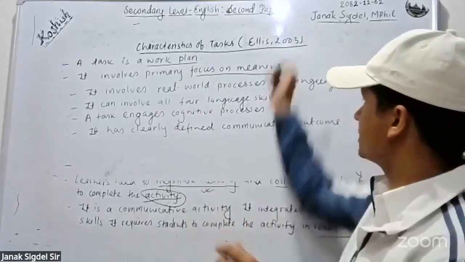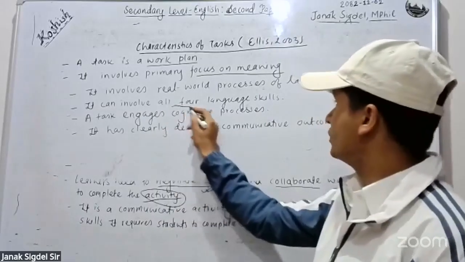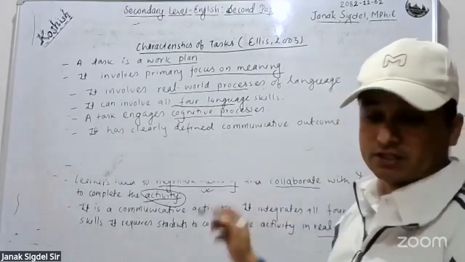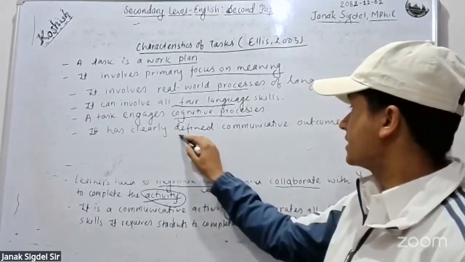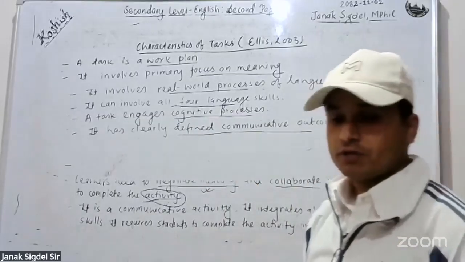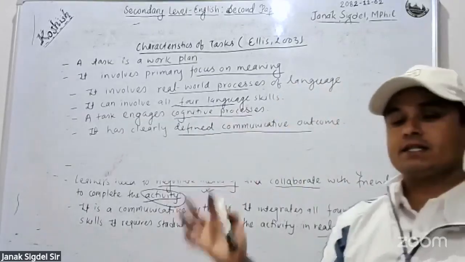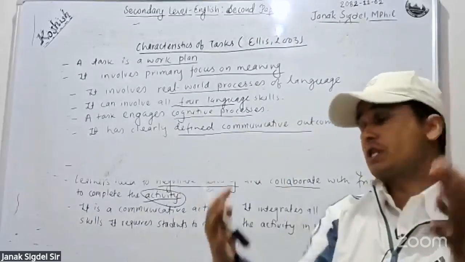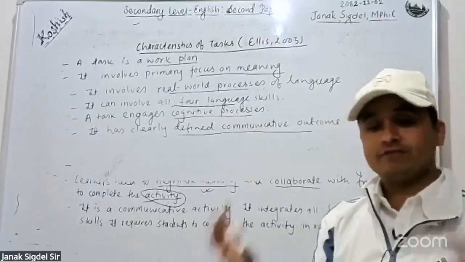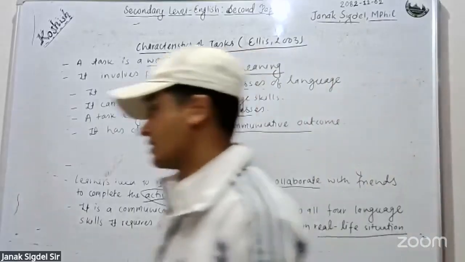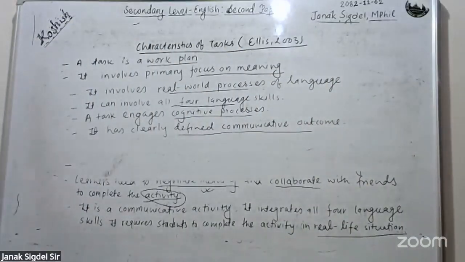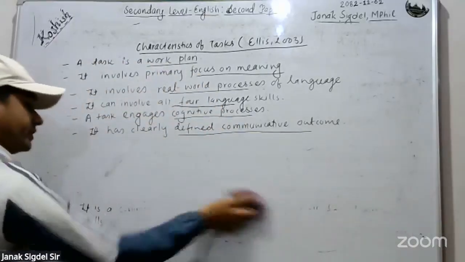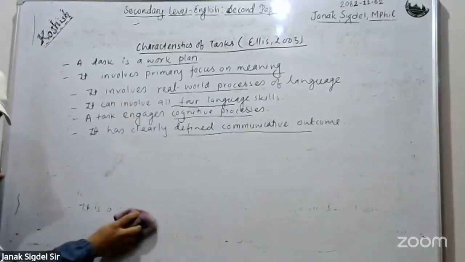According to Ellis, it integrates all four language skills, and real world processes are focused. It also engages cognitive processes in the mind. So it has a clearly defined communicative outcome. So we can say a task is a purposeful activity that requires learners to use language, with an emphasis on meaning, to attain the educational objectives, the learning objectives. So that's all about tasks. Then, are you clear?